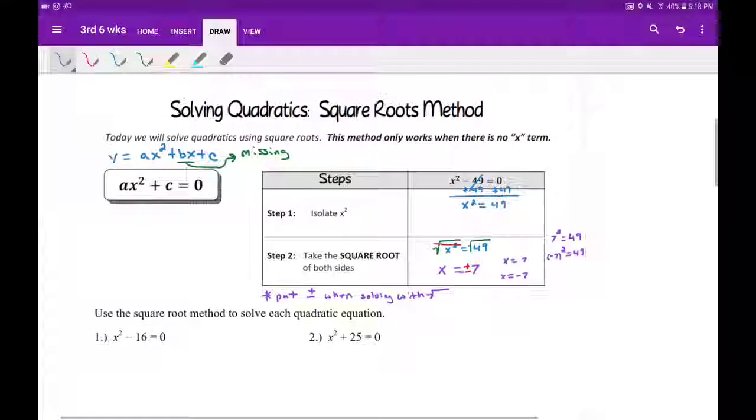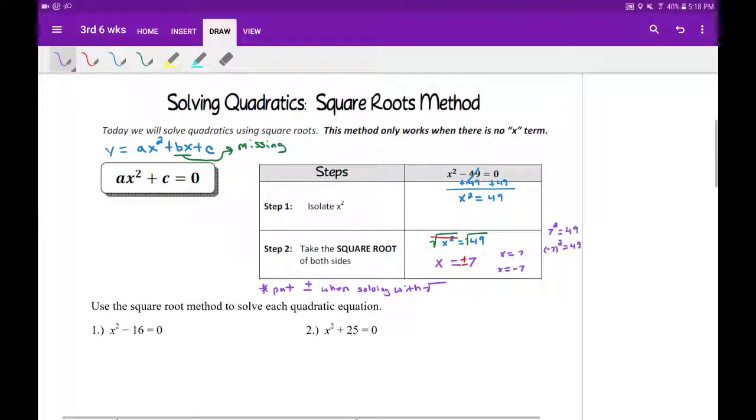Okay, solving quadratics using the square root method. It's basically two steps. We isolate the x squared, and then we square root both sides. It only works when they're missing the b term. So if you look at the standard form, it's clearly missing the b in there. And then we can use the square root method.